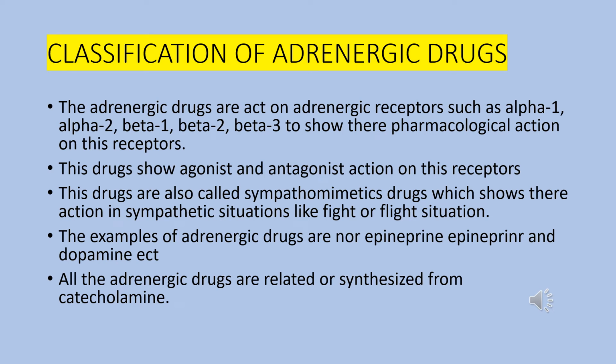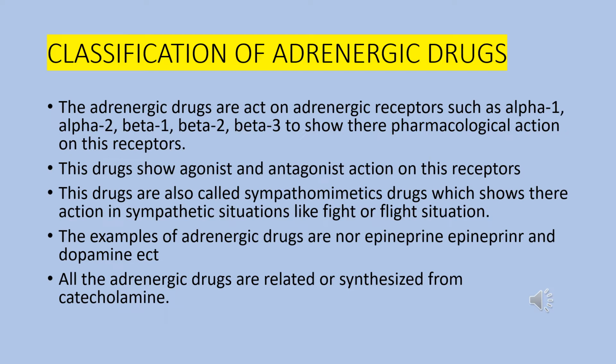Classification of adrenergic drugs. The adrenergic drugs act on adrenergic receptors such as alpha 1, alpha 2, beta 1, beta 2, and beta 3 to show their pharmacological action on these receptors. On these receptors, these drugs show agonist and antagonist action. These drugs are also called sympathomimetic drugs, which show their action in sympathetic situations like fight or flight situations.